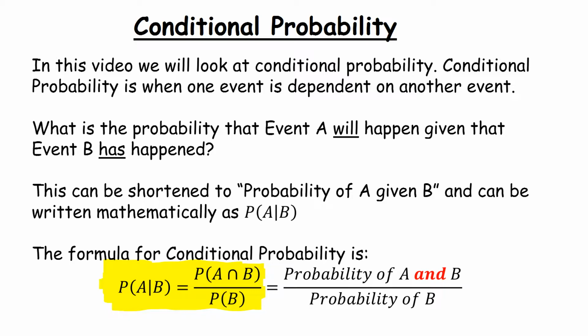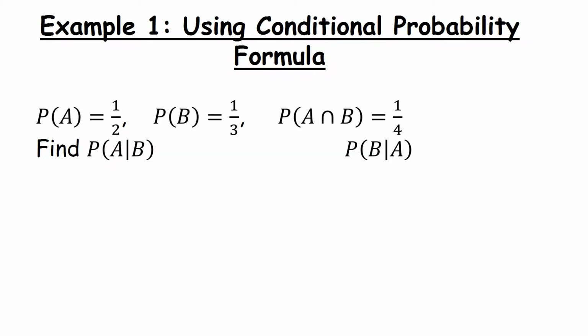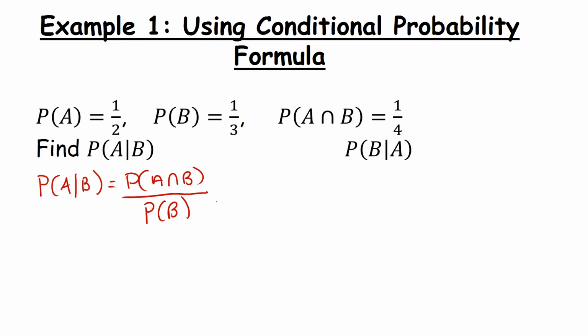So let's take a look at a quick example. Here's a very straightforward example. They ask us to find the probability of A given B and B given A, and they've provided us with three pieces of information: the probability of A, the probability of B, and the probability of A intersection B. Let us first start off by writing down our formula so we can get used to it. The probability of A given B is equal to the probability of A intersection B all over the probability of B.